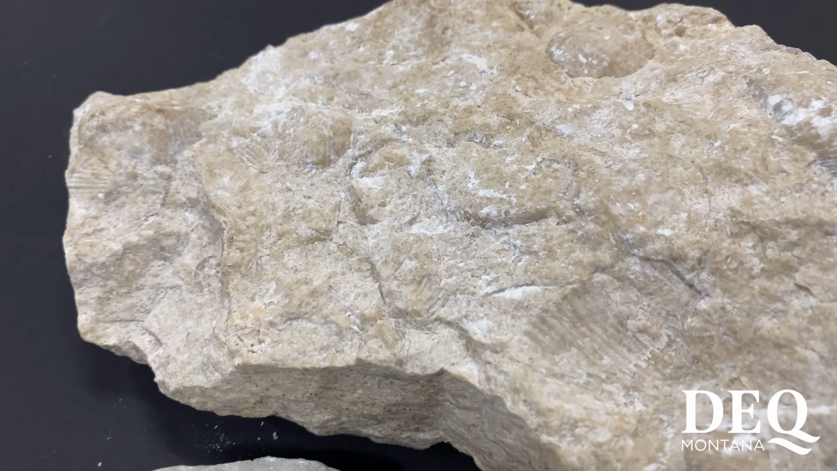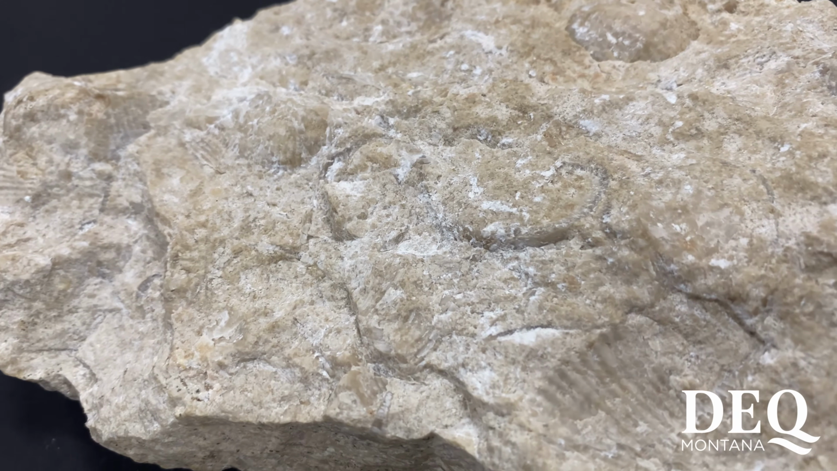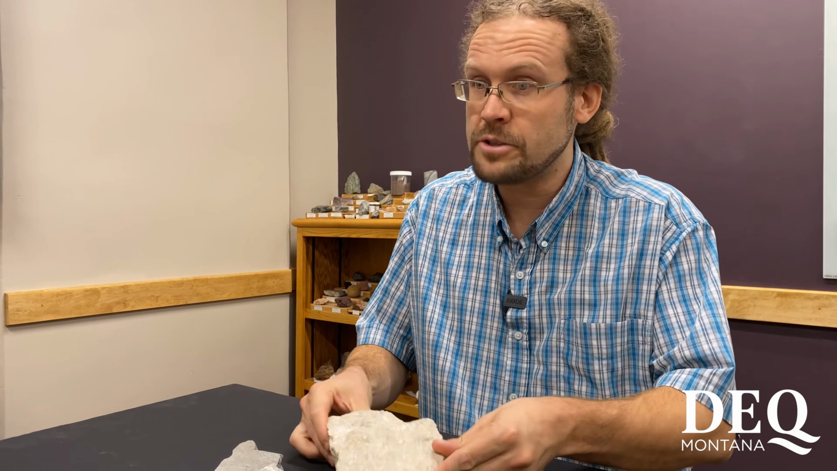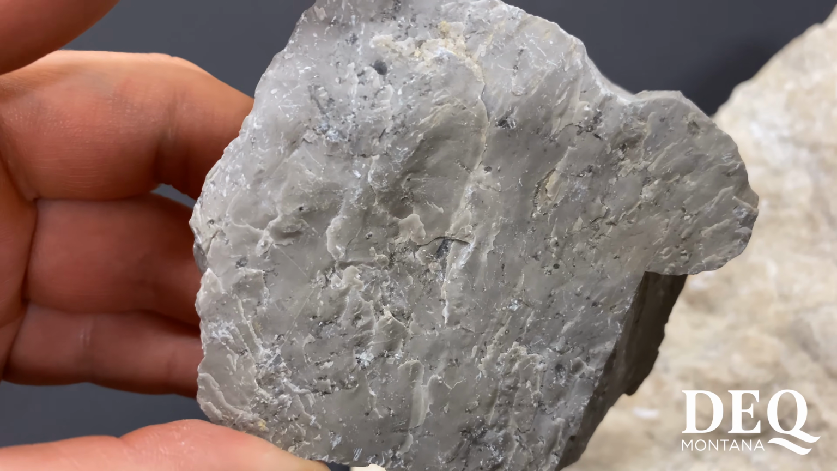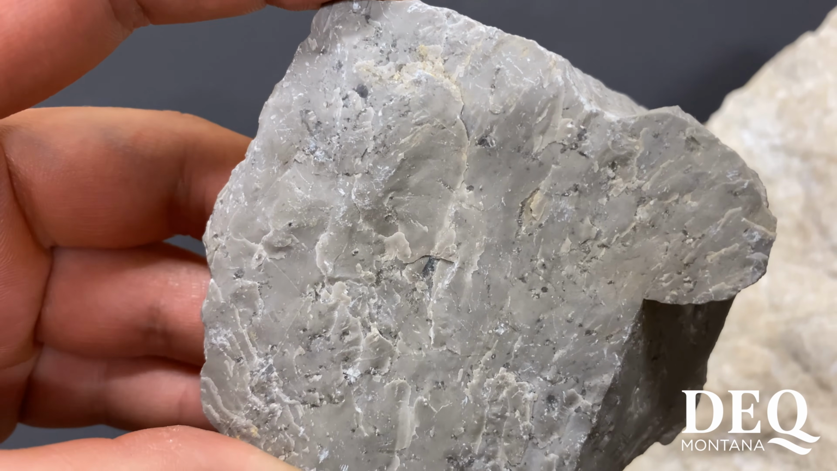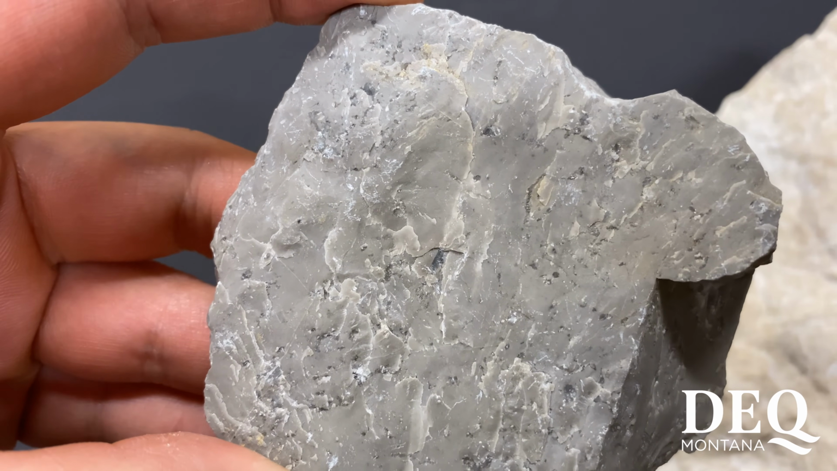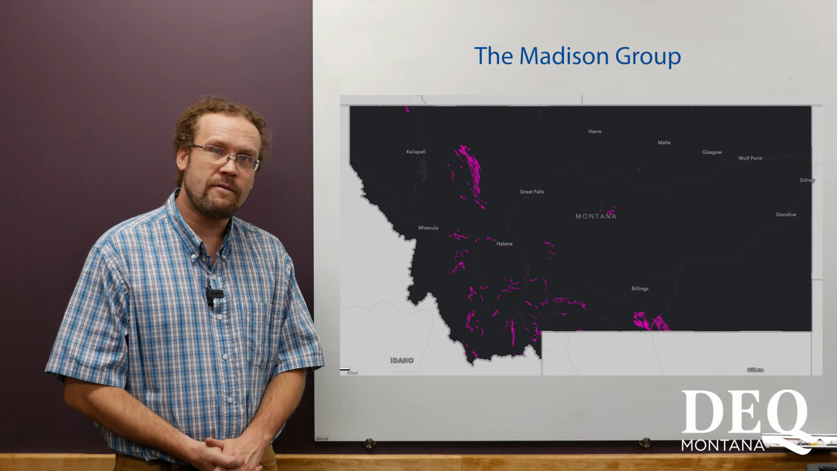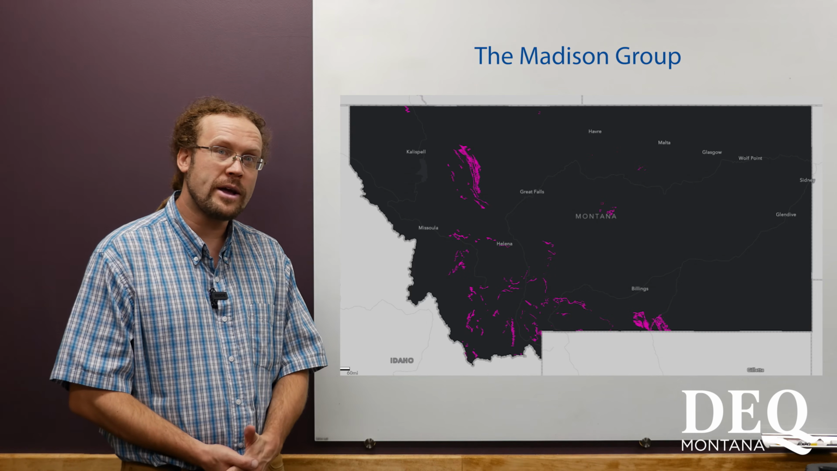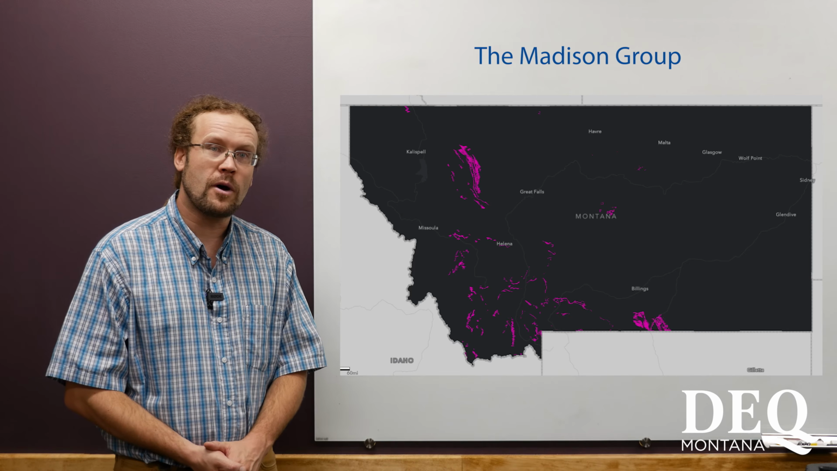Some types of limestone contain visible fossils, like this sample from southern Carbon County. In contrast, these fine-grained examples are derived from calcite-rich sediment in shallow marine settings. There are many places in Montana where you might find limestone, and one of the most widespread and important occurrences is called the Madison Group.